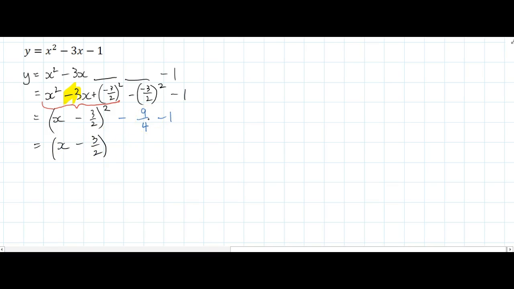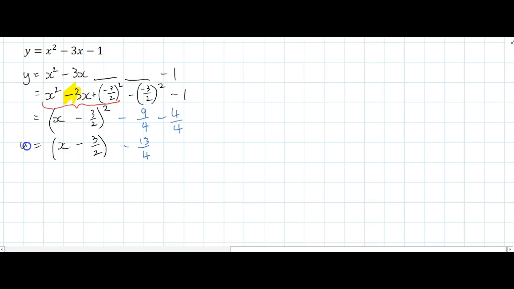Okay, now negative 9 over 4 take away 1. 1 expressed as fourths is actually going to be 4 over 4, isn't it? So if we have negative 9 fourths and we take away 4 fourths, how many fourths have we got? Well, negative 9 fourths take away 4 fourths is going to be negative 13 fourths. Okay, so that's a completed square version of that equation.